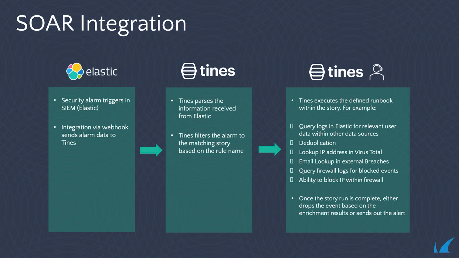It parses the JSON to an ND JSON and matches it to a workflow within Tines. And then once that workflow is triggered, that's when the automation part comes into play. It's important to know that we're trying to automate a lot of the SOC analyst workflow here. So for example, the workflow will either query Elastic back and see if there's any other relevant data that may be associated to that event. It'll deduplicate a lot of the events so we can concise, say, 20 events into one alert.